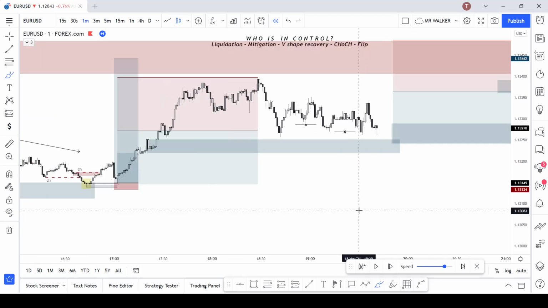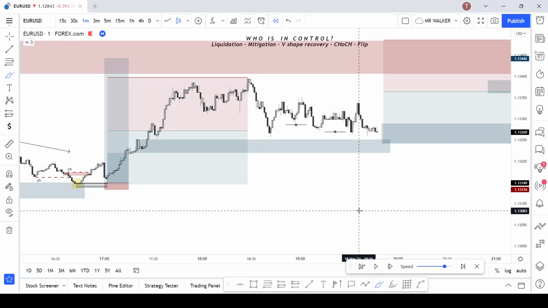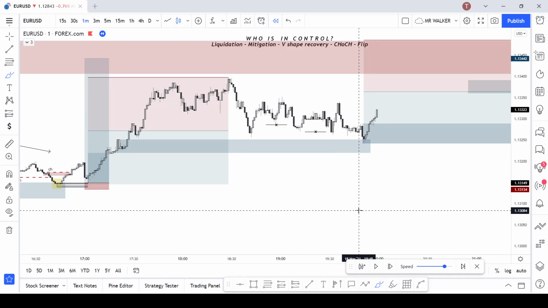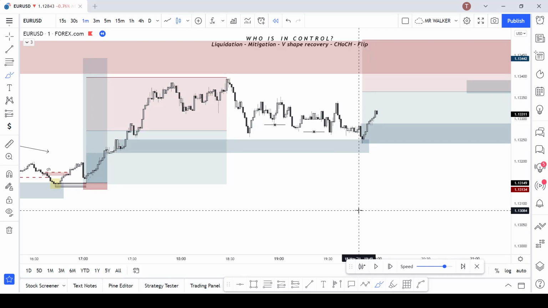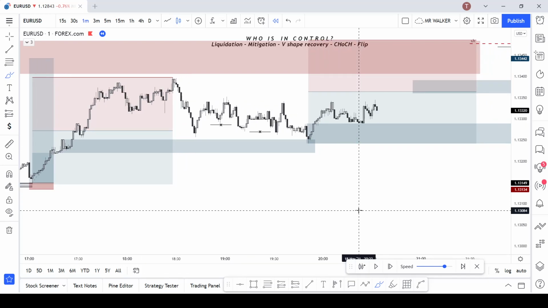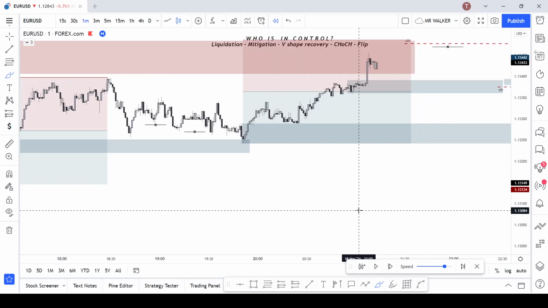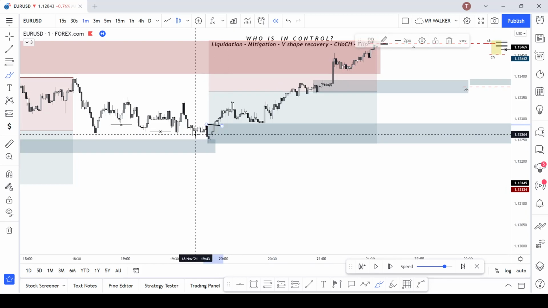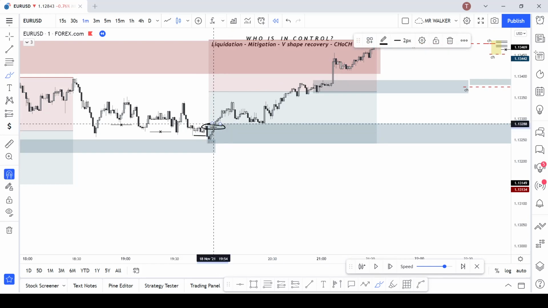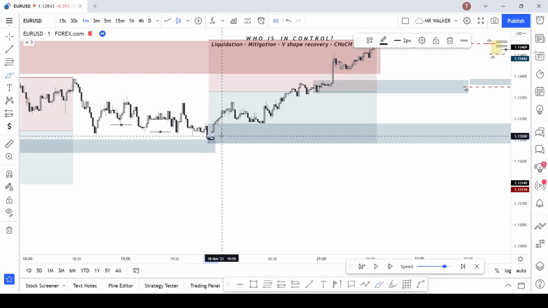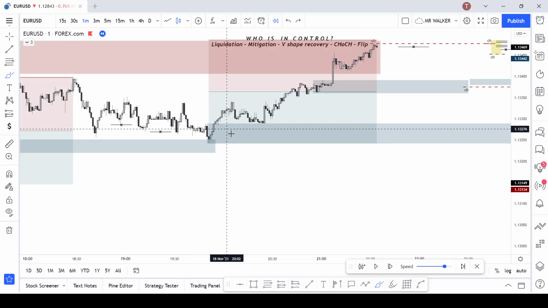And as you can see, we then tap in, show an aggressive reaction. We have our change of character, supply to demand flip, and then price just goes up. And the thing is, right, even though we had our change of character here, supply to demand flip, the price doesn't really retrace back to the origin of the move or to somewhat of a decisional candle.